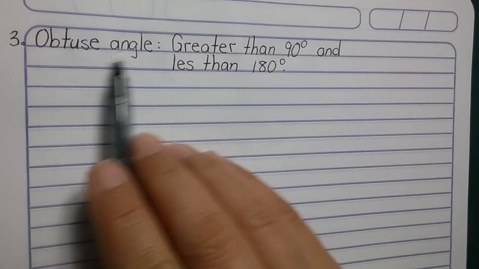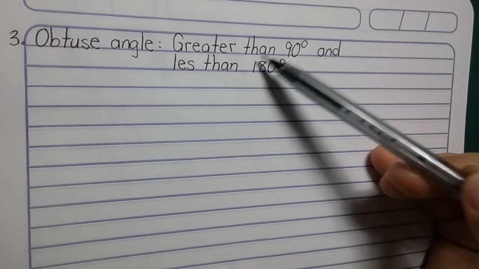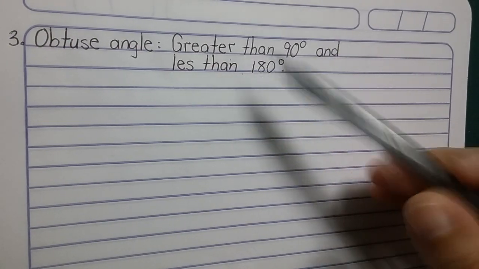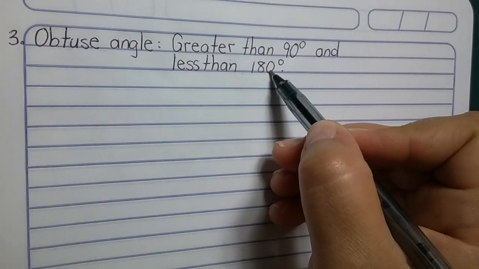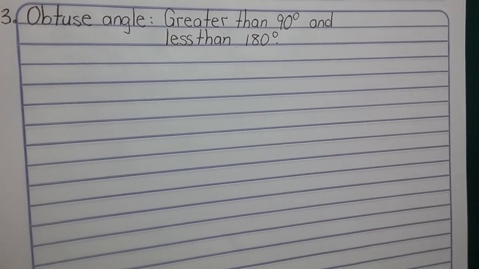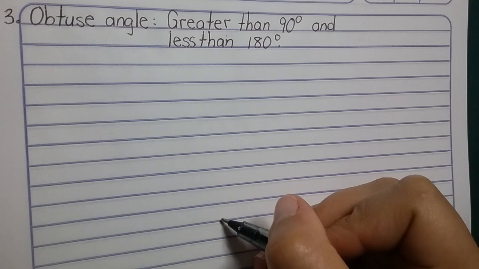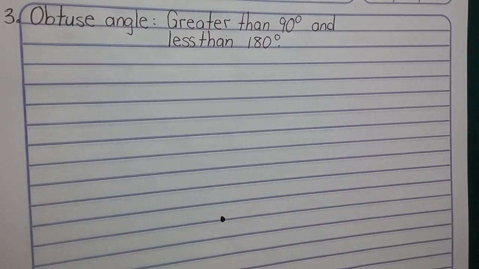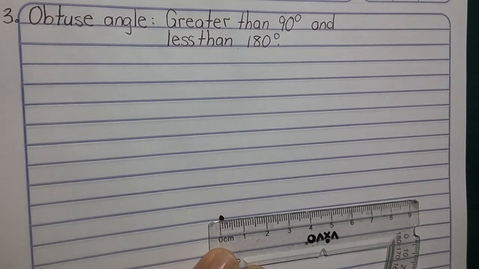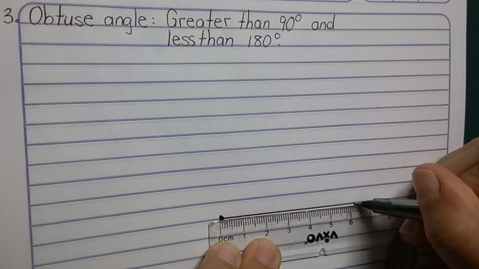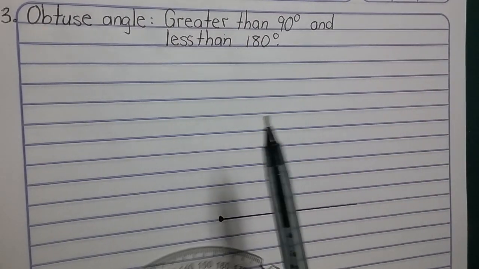Number 3, obtuse angles. This type of angles are greater than 90 degrees and less than 180 degrees. I will draw my vertex again. I will draw the vertex over here. And I will draw the line again. Remember that this type of angles are greater than 90.